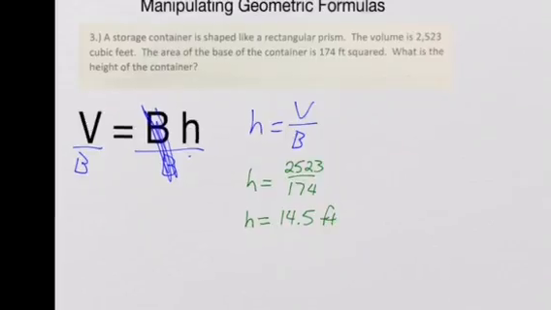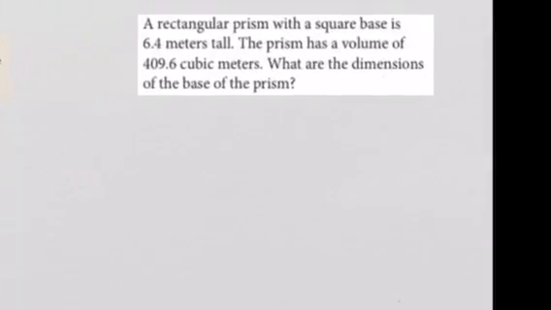So now let's take a look at another problem. Here we have a rectangular prism with a square base that is 6.4 meters tall. The prism has a volume of 409.6 cubic meters. What are the dimensions of the base of the prism? So once again, we're going to start off with volume equals area of the base times the height. Now this time we want to get the base all by itself, so we're going to divide both sides by the height, which leaves us with area of the base equals volume divided by height.